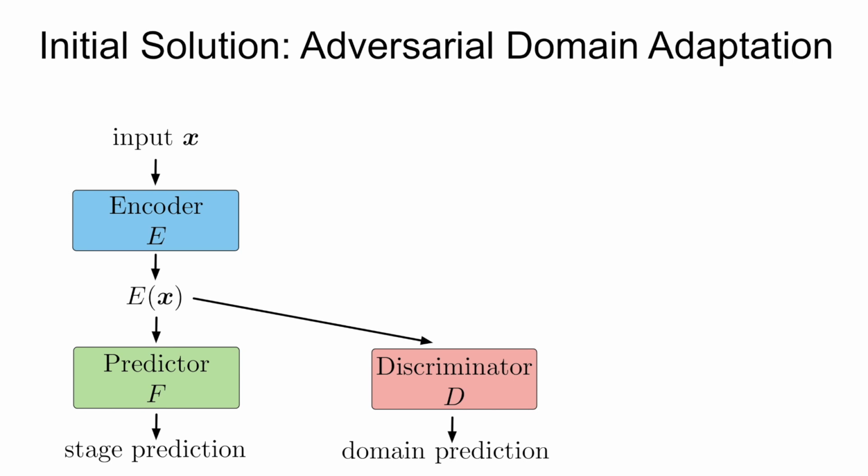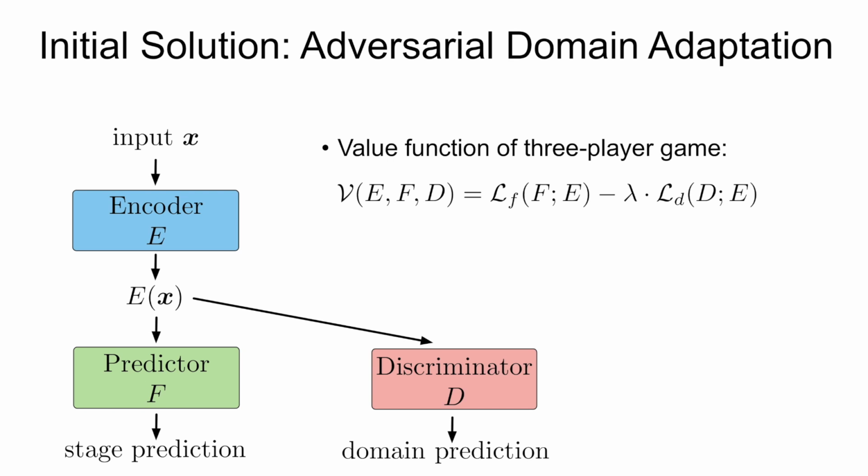At the same time, the encoder tries to prevent this adversary from succeeding, and therefore, the encoder will remove domain information. The training of this model can be viewed as a game, where the value function is defined as the loss of predictor minus the loss of discriminator. During training, the encoder and the predictor are trying to minimize this value function, while the discriminator is trying to maximize it. Okay, are we done?